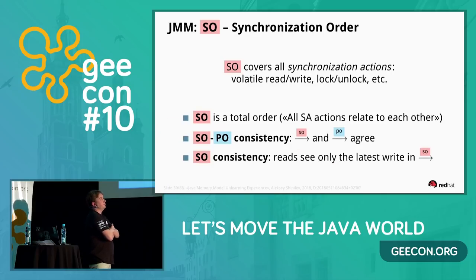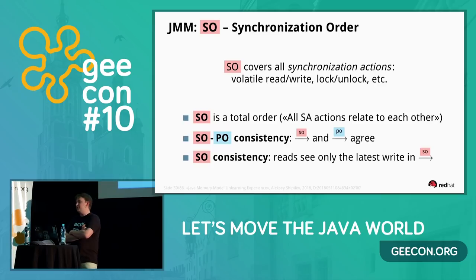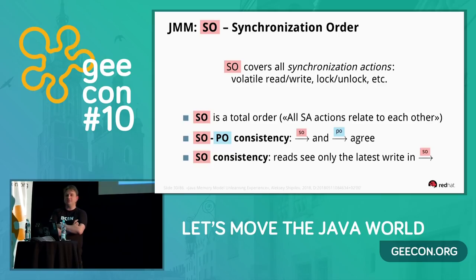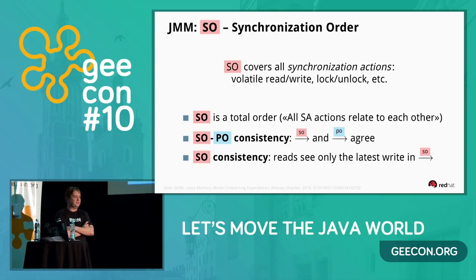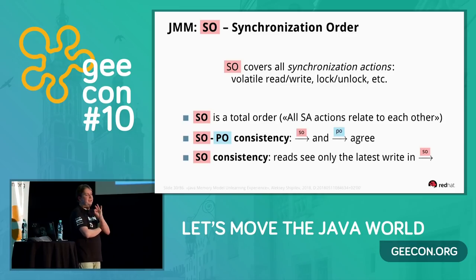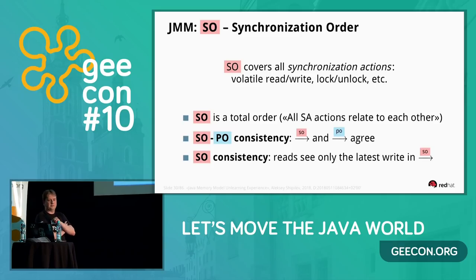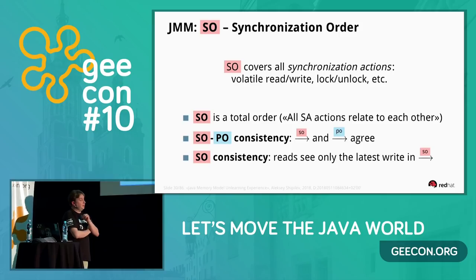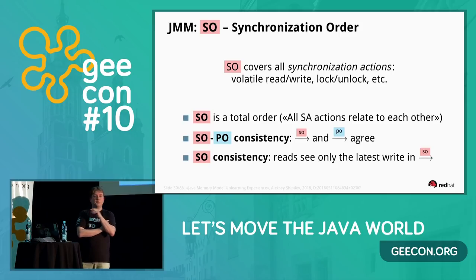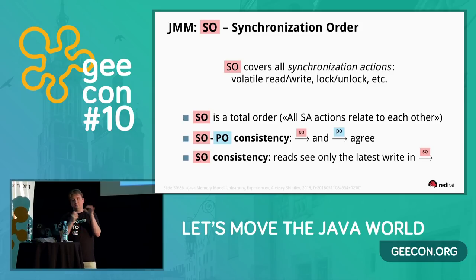So what is synchronization order? There are special kinds of actions in the program, synchronization actions: the actions over special entities in your language, such as volatiles, locks, and some special synthetic things like thread start, etc. The useful thing about synchronization order is that it's a total order. All the actions in this order are connected with each other, and it comes with two interesting consistency rules.